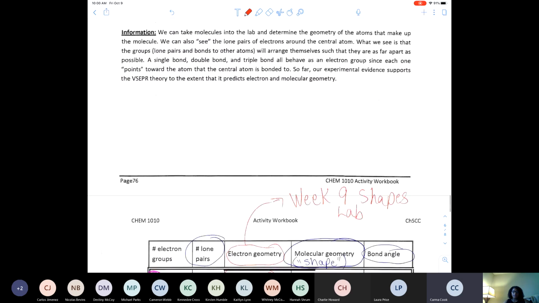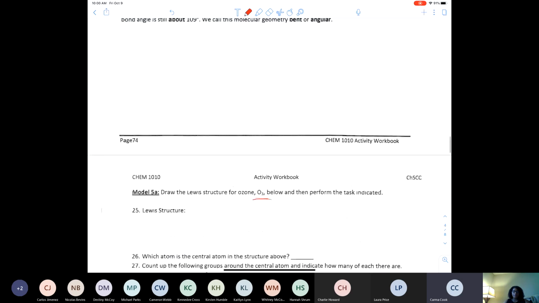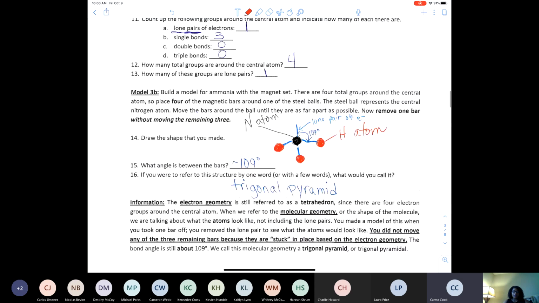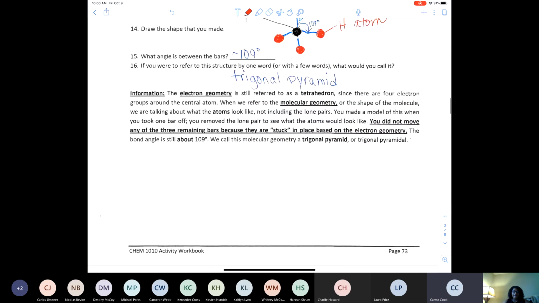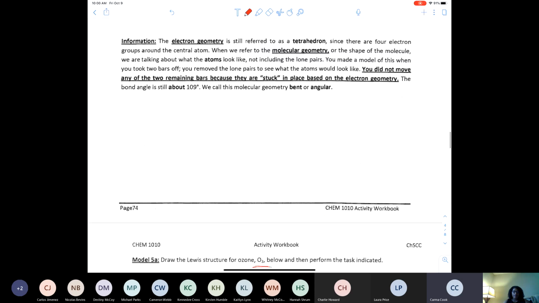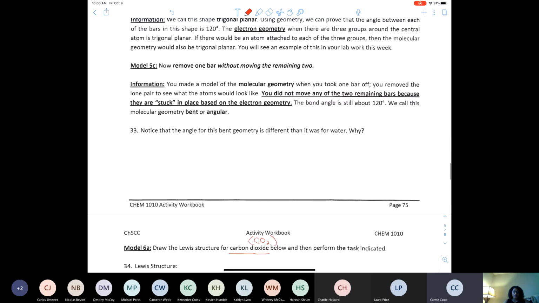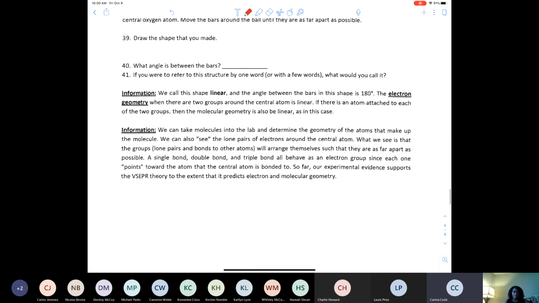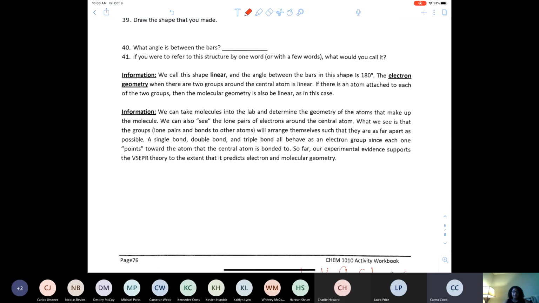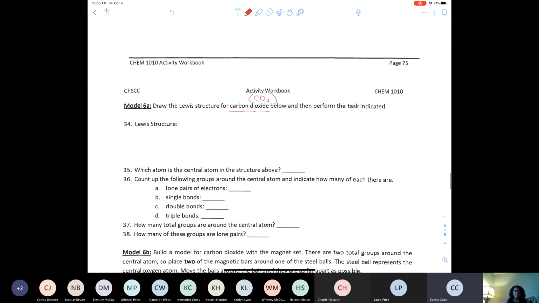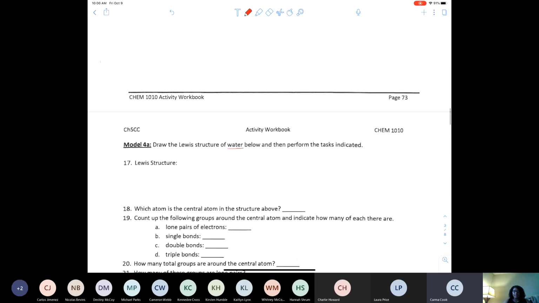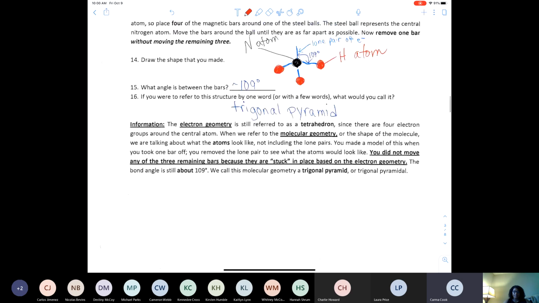So go into your group meeting rooms, answer questions number 17 all the way through 41 for models 4A, 4B, 5A, 5B, 6A, and 6B. You and your group members are done answering those questions.